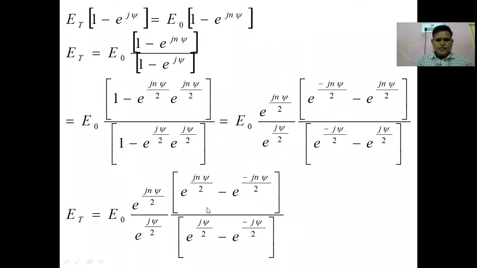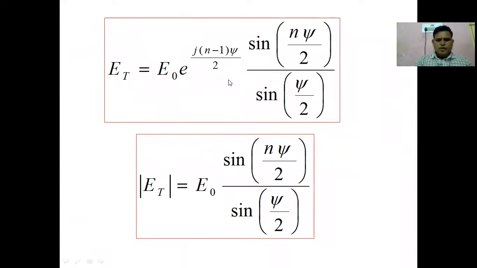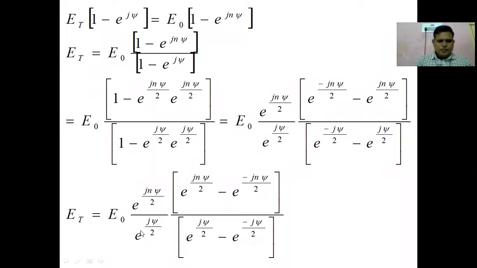Now, this is nothing but e power j n psi minus e power minus j n psi by 2, right? This is nothing but 2j times sine theta. Here also 2j times sine psi by 2. Here 2j times sine n psi by 2. The 2j will get cancelled. Now if you bring this denominator upside, this term will become e power minus j psi by 2.